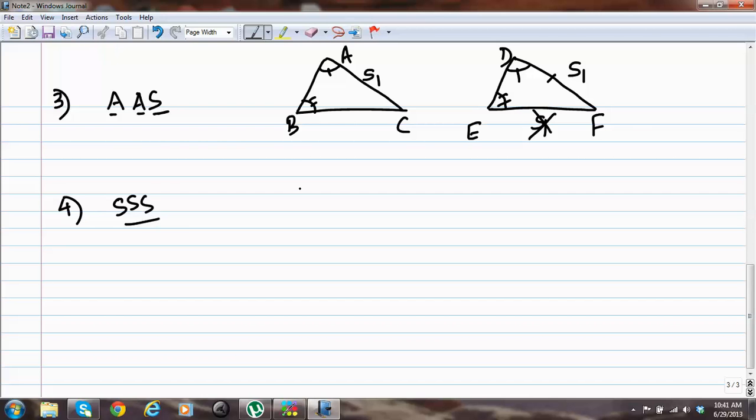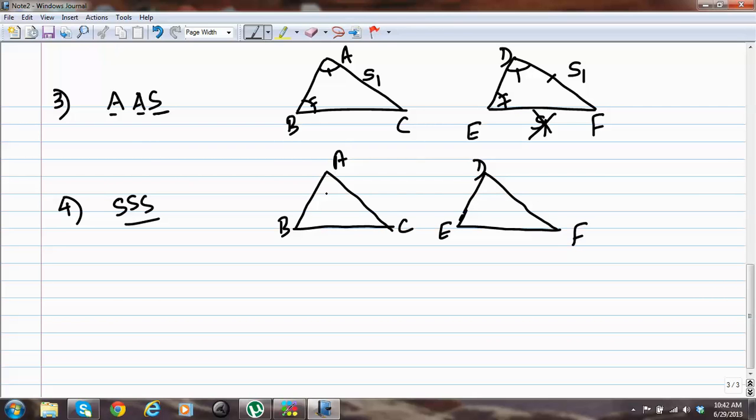SSS. It's very simple. As the name suggests, when you take two triangles A, B, C and D, E, F, side AB corresponds to side DE, side BC corresponds to side EF, and side AC corresponds to side DF. So these two triangles have all three sides matching with all three sides of each other, so they can be congruent by the rule SSS.